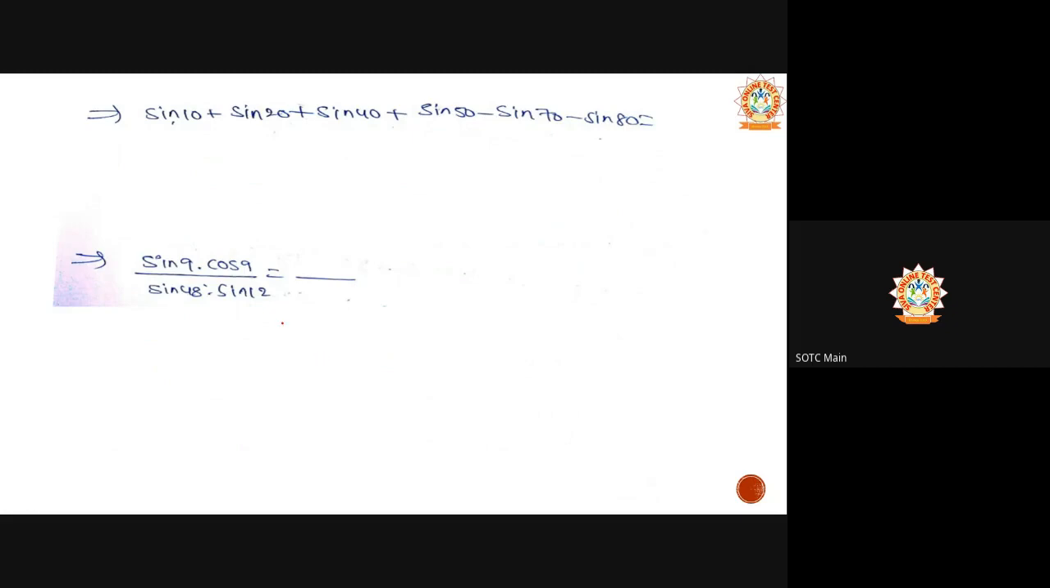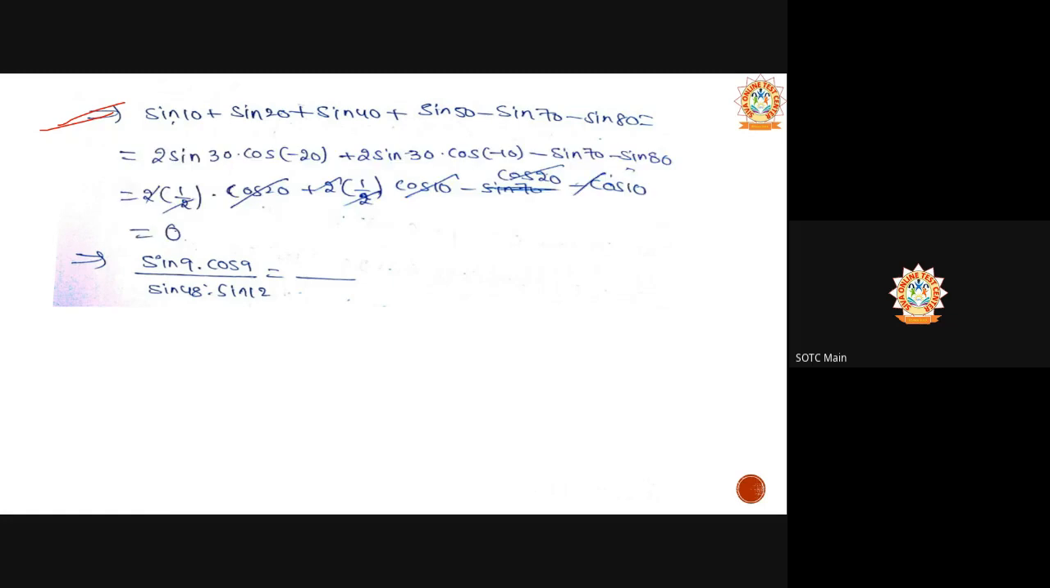Now try to solve this question. This question can be solved from the compound angles or trigonometric ratios as well. Please try to solve now. Sin 10, sin 20, sin 40, plus sin 50, minus sin 70, minus sin 80. Let me give the hint how to solve this. This needs to be done using these transformations only.